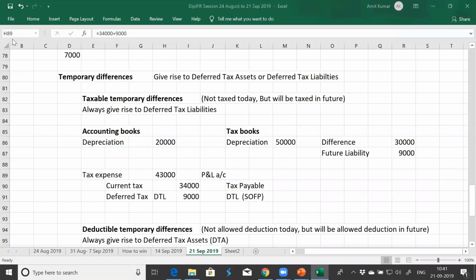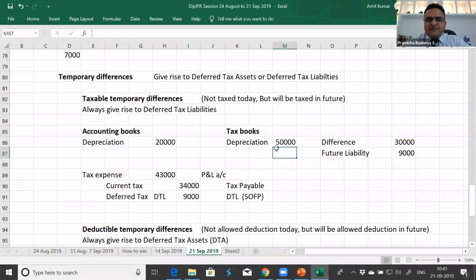Hello. Yes, Uday. One doubt. Actually, suppose in tax books the depreciation allowed is 50,000. That means we will be saving tax, right? Because the income will be lower, we will be saving tax temporarily. Means we are not demanded tax today. How much not demanded? 9,000 not demanded today. But they'll be demanding in future.